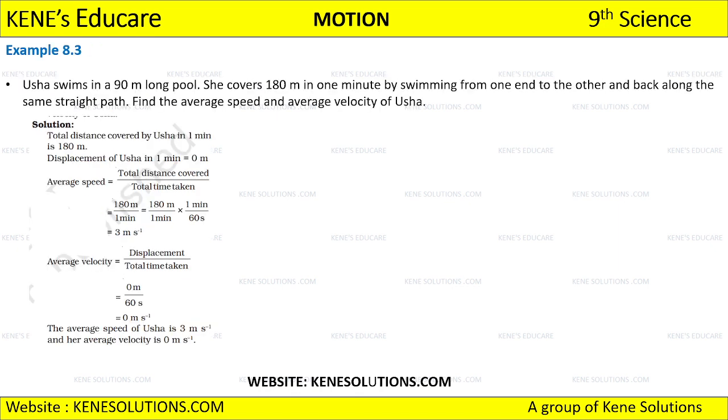Okay. Now the next thing that we have is another example. So see, Usha swims in a 90-meter long pool. She covers 180 meter in 1 minute by swimming from one end to the other and back along the same straight path. Find the average speed and the average velocity of Usha. Okay, what we need to do? We need to find the average speed and the average velocity of Usha. So see what they have given over here.